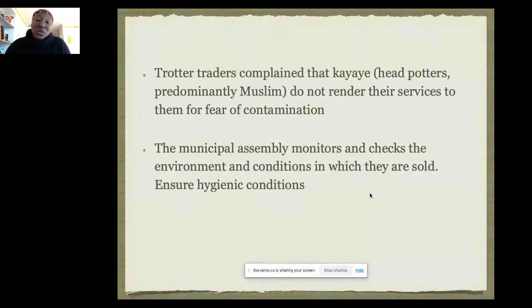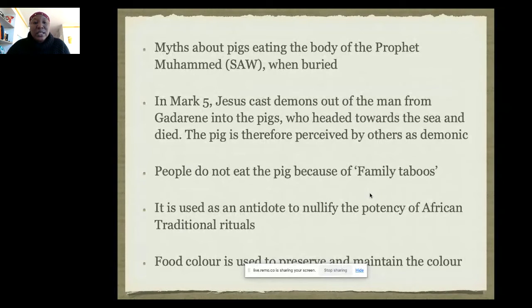an ingredient of contamination. And the municipal assembly there also checks the condition of it, because due to the humid nature of Ghana, the trotter feet sometimes turn. It's supposed to be pink, but they dye it in order to have a very beautiful color. Now, there are myths about the prophets being eaten by the pig. So those are some of the observations that I made on the field.